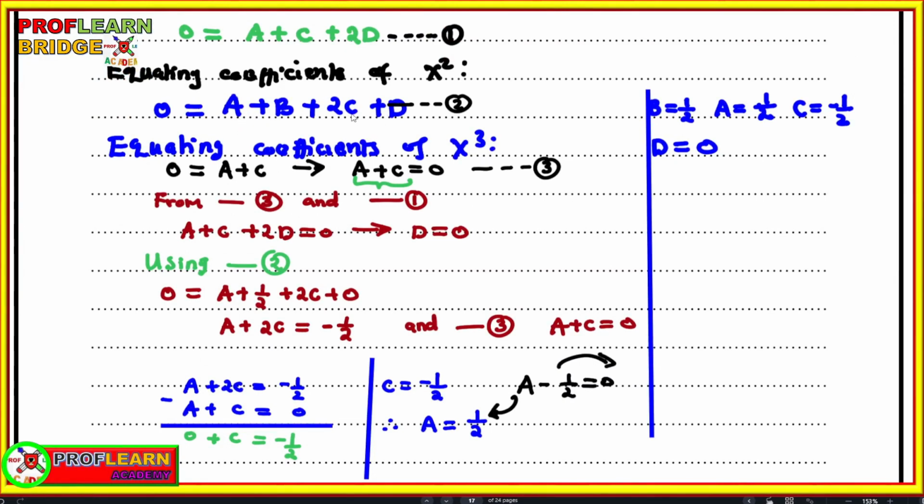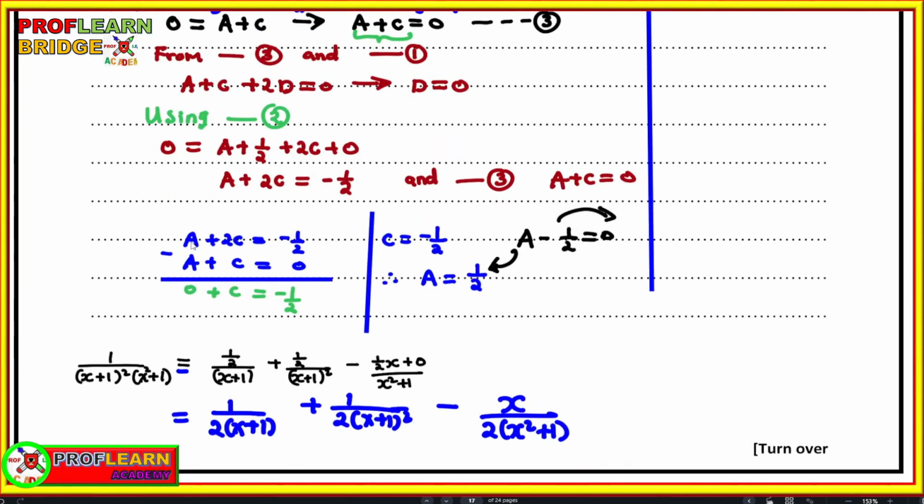Remember equation 2, we have already said we have gotten d is 0, so we can say a plus b plus 2c is plus d, but d is 0. So we are going to have a plus, and we have already gotten b. B is a half. So we can now form an equation and say this is a plus 2c equals to negative a half. And equation 3, we have a plus c equals to 0. So we are going to say a plus 2c equals to negative a half, a plus c equals to 0.